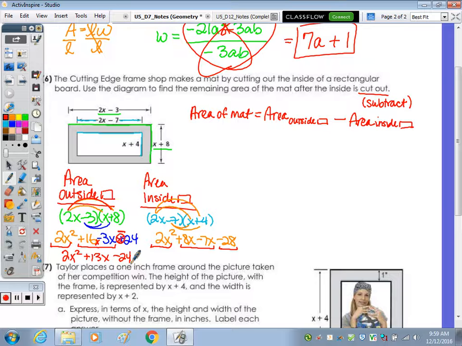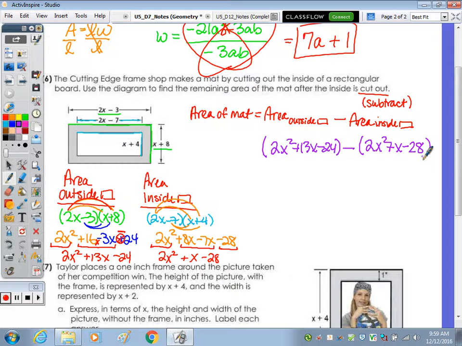And then the inside rectangle, bring down the 2x squared. Positive 8x minus 7x, 8 minus 7 is 1, or just x, and then minus 28. Now I'm going to substitute those trinomials up here. So the outside rectangle, which is 2x squared plus 13x minus 24, we're going to subtract the area of the inside, which is 2x squared plus x minus 28.